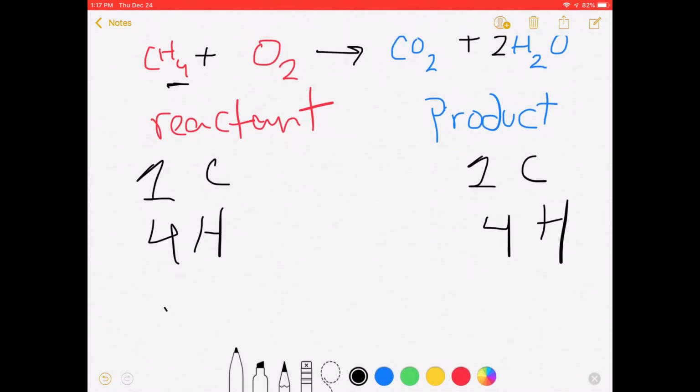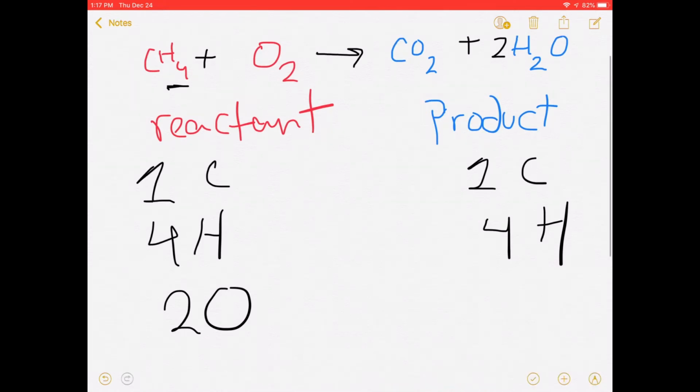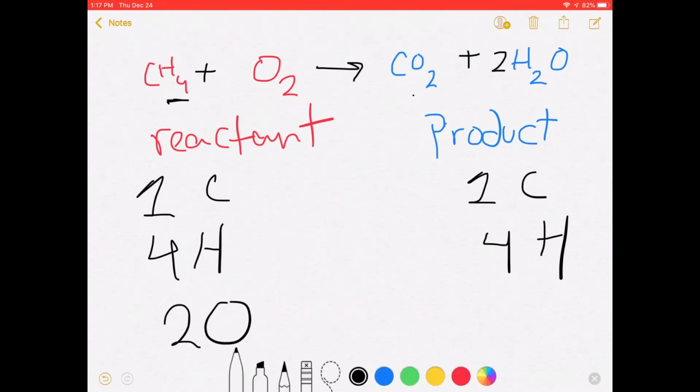For oxygen, we have 2 O's on the reactant side because of the O2. On the product side, we have 2 moles of oxygen from the CO2, plus 2 moles of oxygen from the 2H2O. So in total, that means that we have 4 oxygen on the product side.